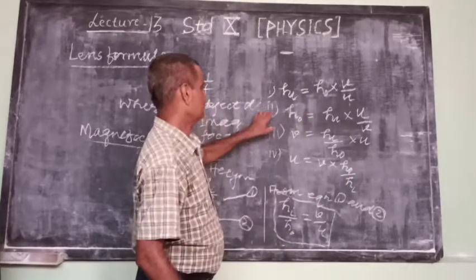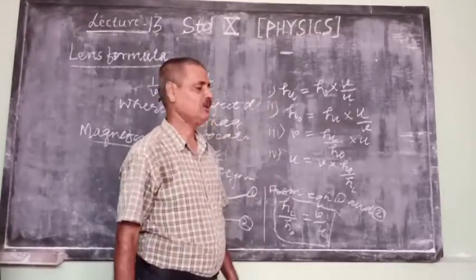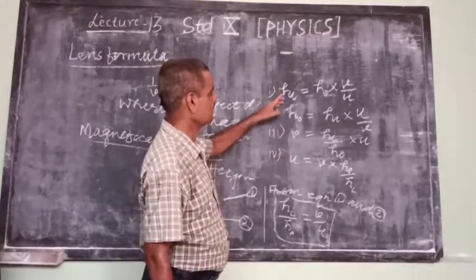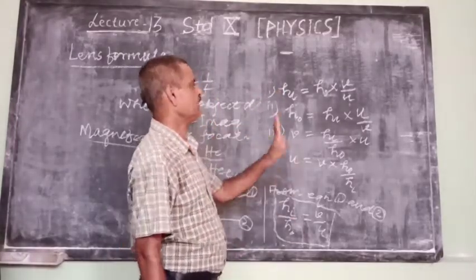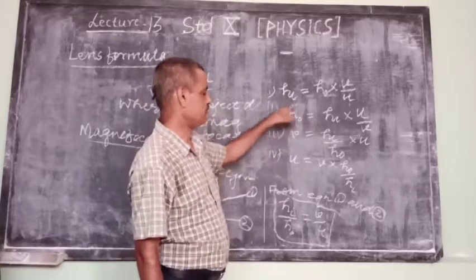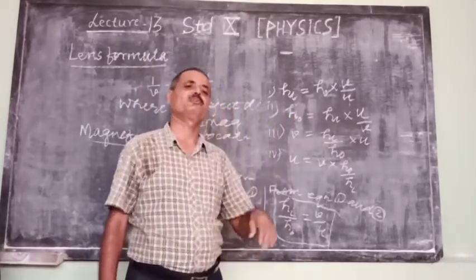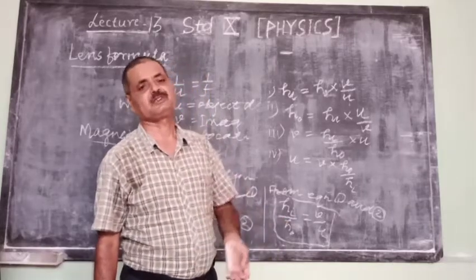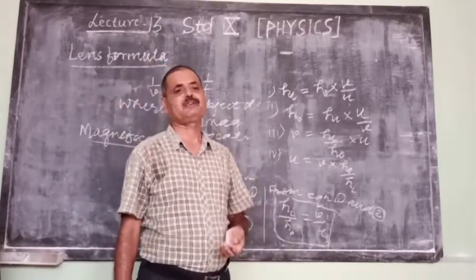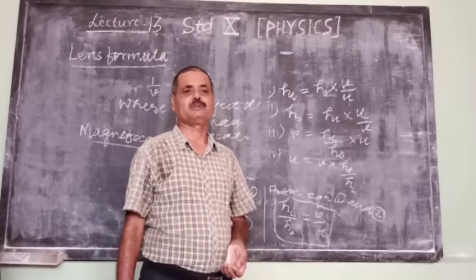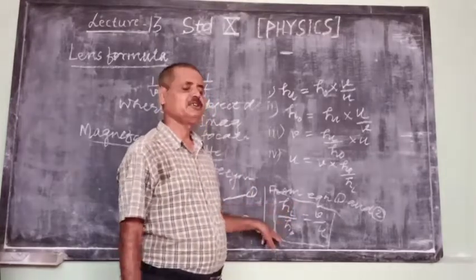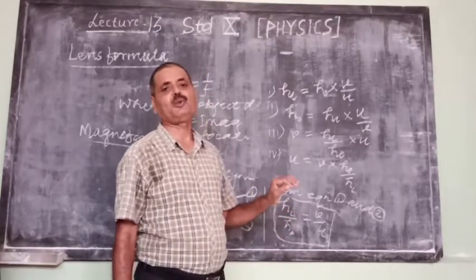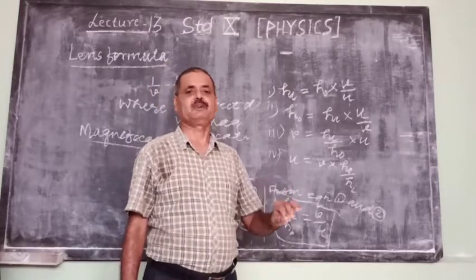I have told you these are the four. All the four situations give different values. If any three are known, these are the four possibilities to solve the numericals related to object distance, image distance, height of the image and height of the object. Any three being known, the fourth unknown term can be easily calculated.